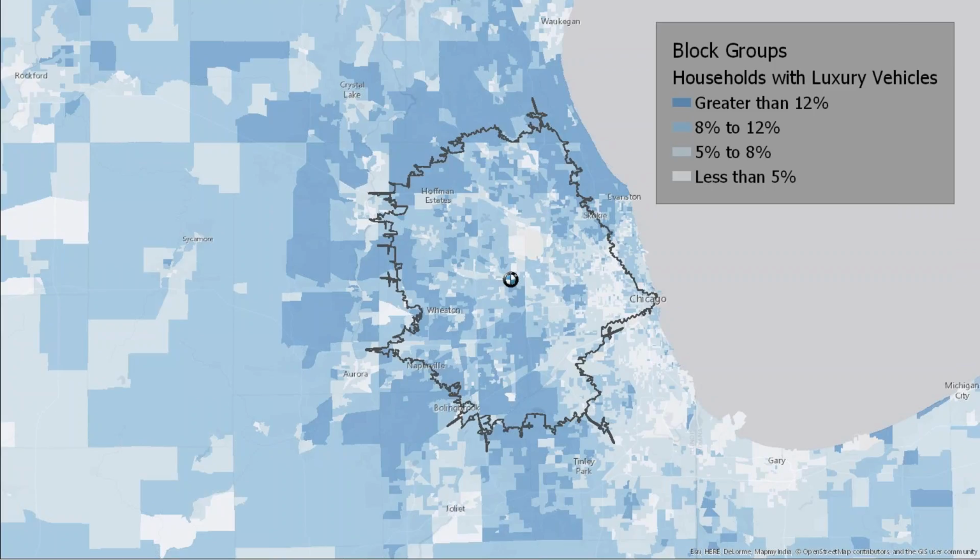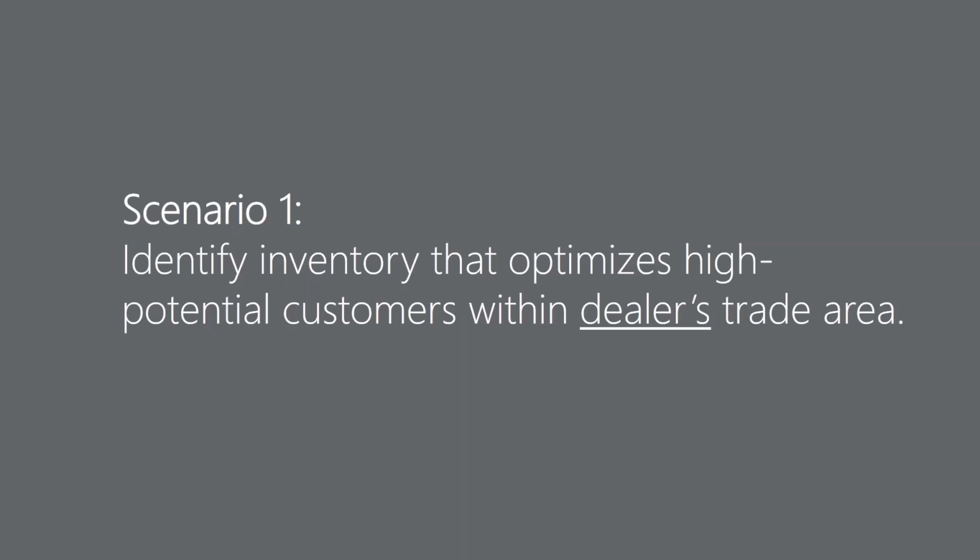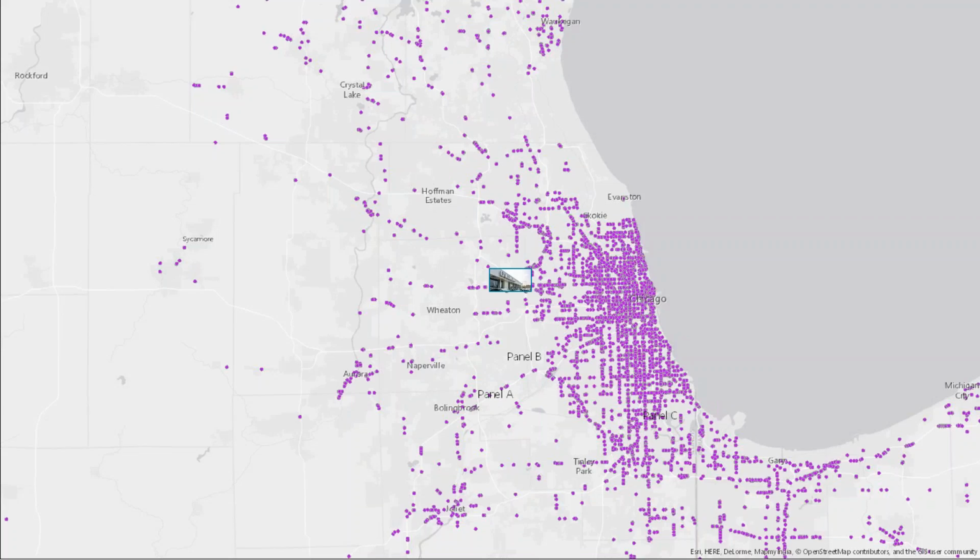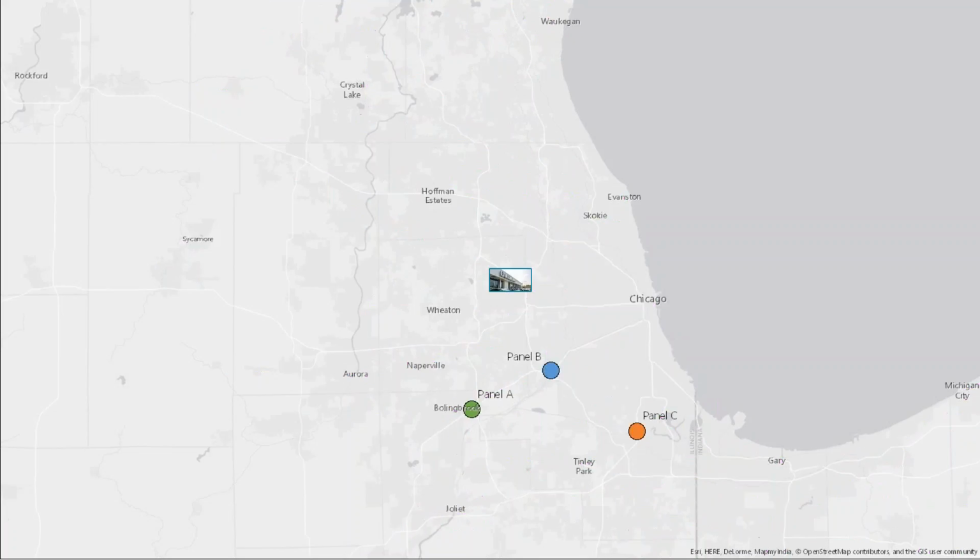So the dark blue areas are areas where more than 12% of the households have luxury vehicles. So we want to identify potential inventory that's suited to delivering for this objective. So here's all the inventory in the Chicago area. Well, let's just take a look at 3 pieces of inventory.